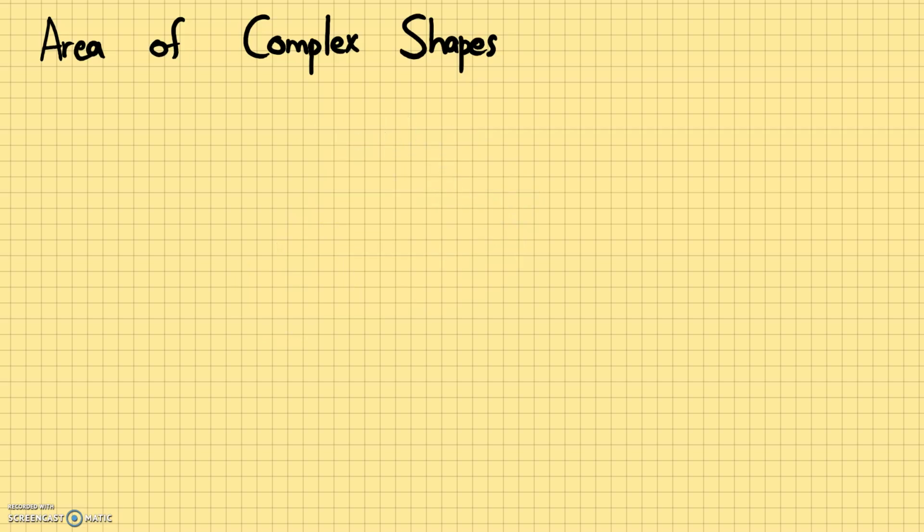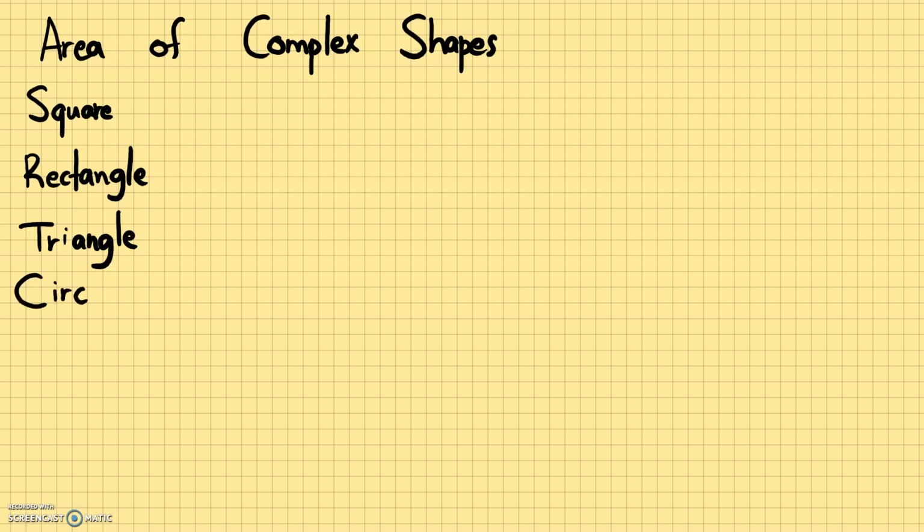So let's just write down the formulas for the areas of the shapes that we know. So we have a square. We know how to find the area of a square. We know how to find the area of a rectangle. We know how to find the area of a triangle. And we know how to find the area of a circle. We also know the parallelogram, but we're just going to stick with these four shapes in this section.